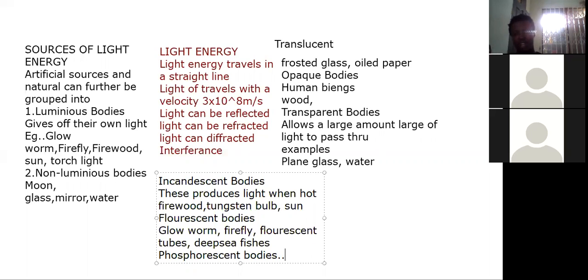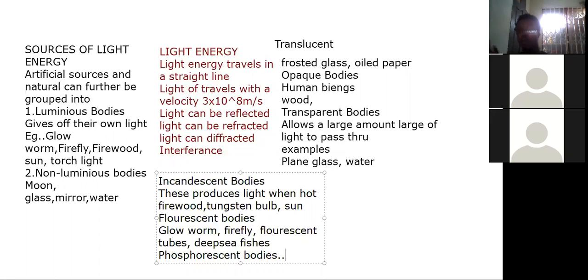Even the clothes you are wearing, when they are white and the light is out in your room, you can easily identify the person wearing white because of the color. But if the person is wearing a different color apart from white, especially black or deep blue, it is very difficult to see the person. So these are bodies that give light at a relatively lower frequency.